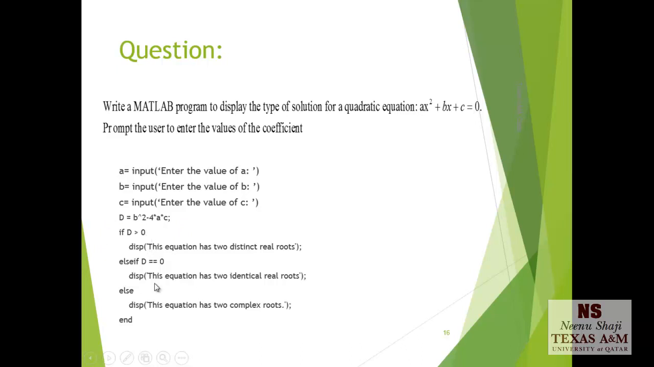And we have three conditions. If d is greater than 0, display the equation has two distinct real roots. Else if d double equals 0, which means you're checking if d has a value 0, and if so, you display that the equation has two identical real roots. The last condition is already understood, which is d less than 0, so you do not have to mention that. Just write display the equation has two complex roots and then end.